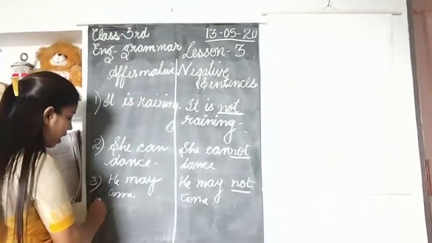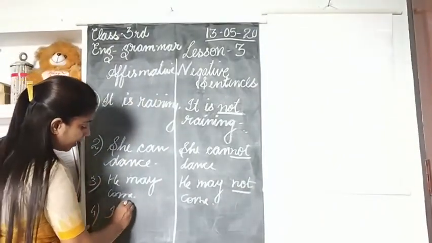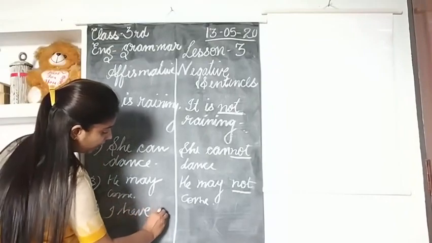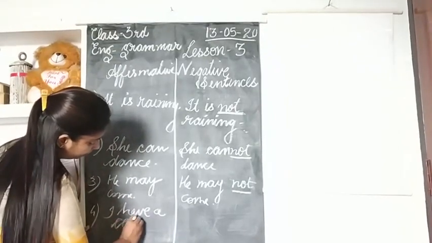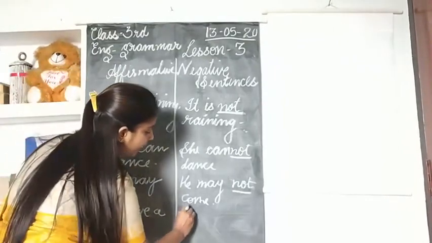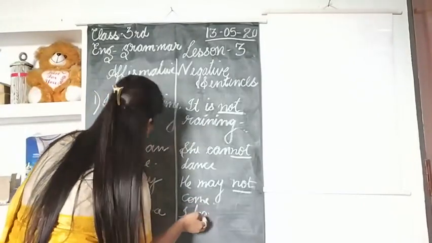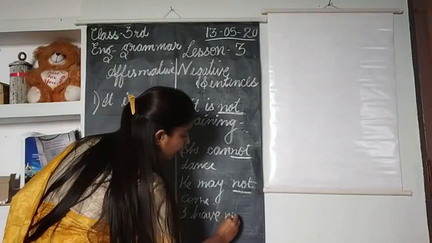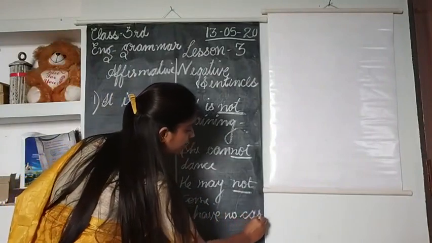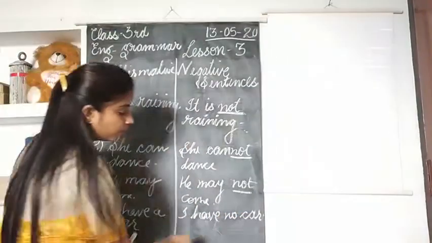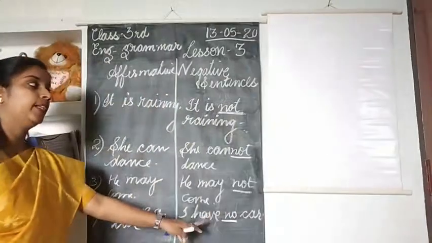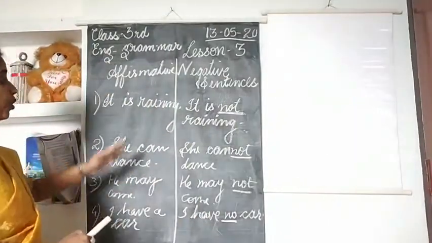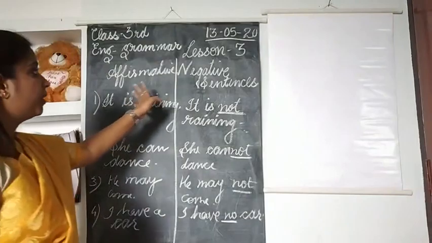I have a car. Now negative: I have no car. Now see here, again in this sentence the word no is used, which makes it a negative sentence. So you can see the difference between the affirmative and negative sentences, children.